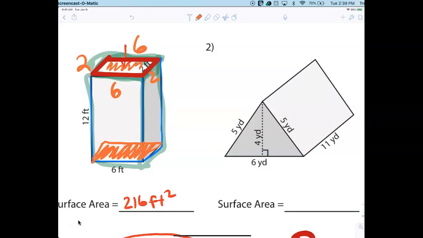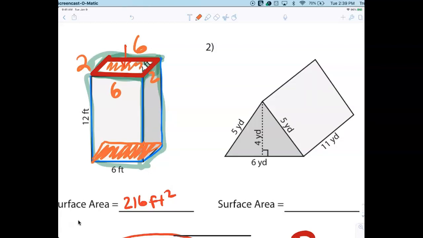I have no idea what you just said. Speak up. I still don't understand what you told Jamie about the perimeter of the base. What does perimeter mean? Right, you're adding 2 + 6 + 2 + 6. We can all do that. That's the perimeter.